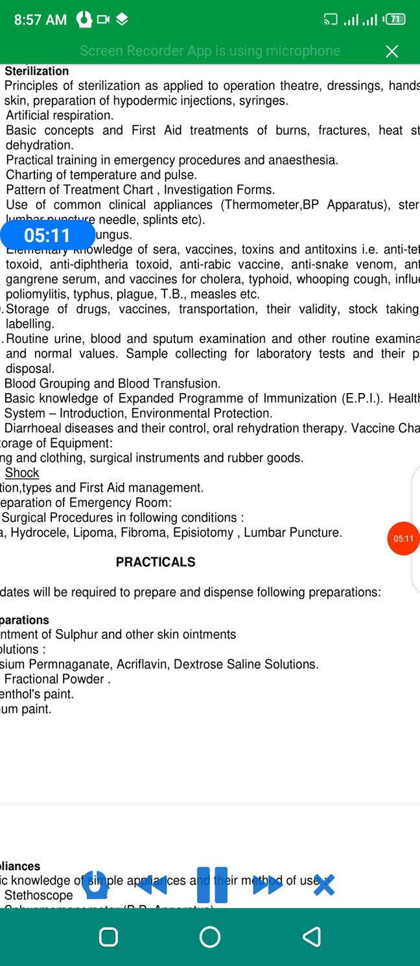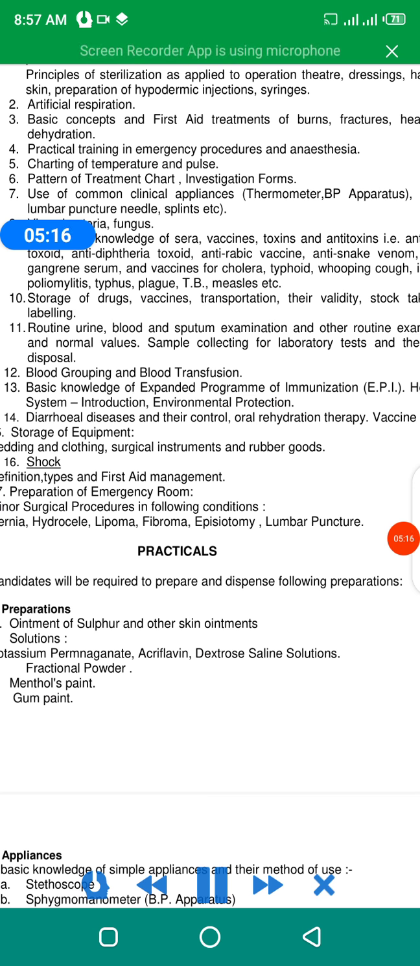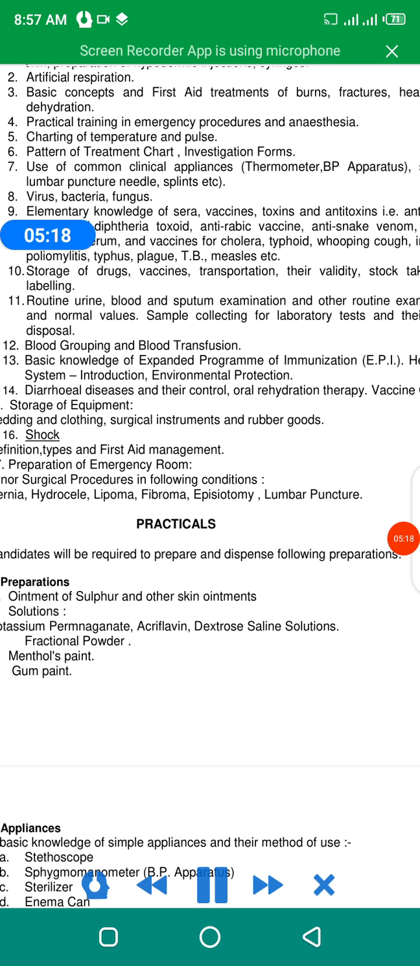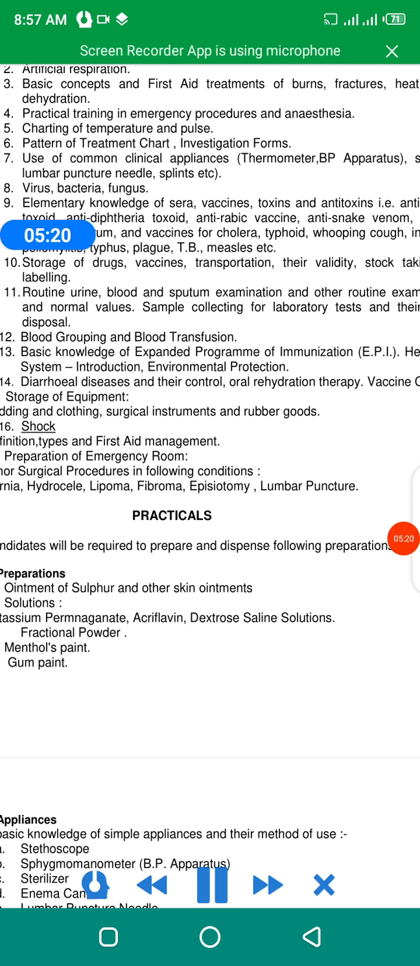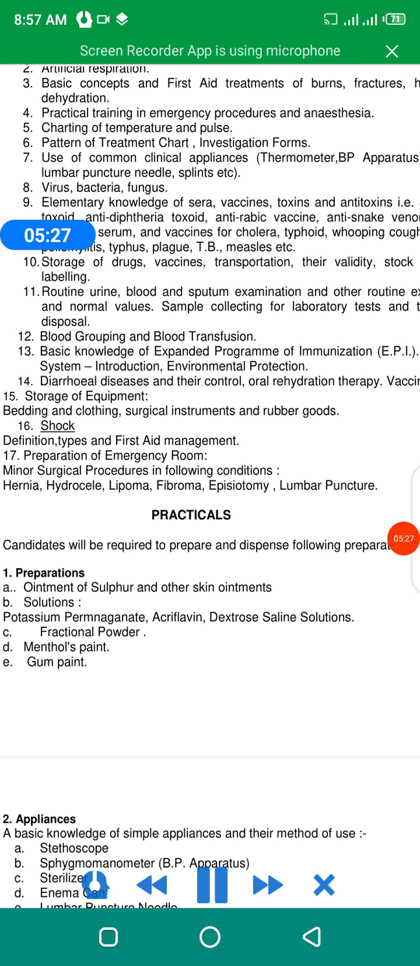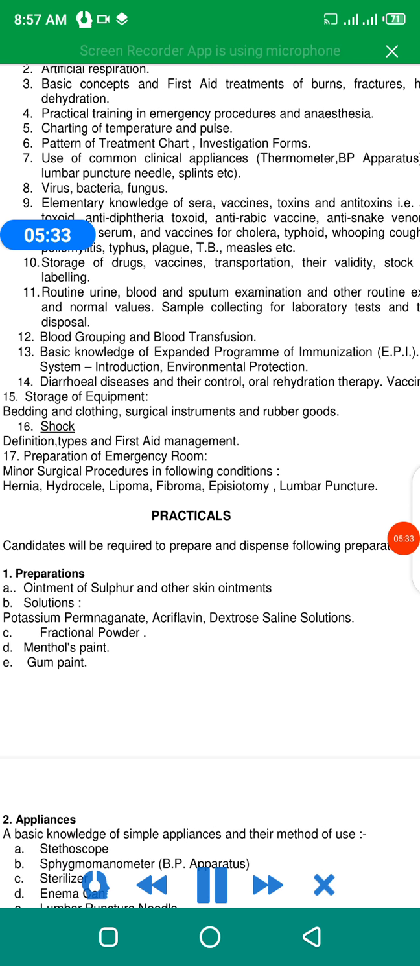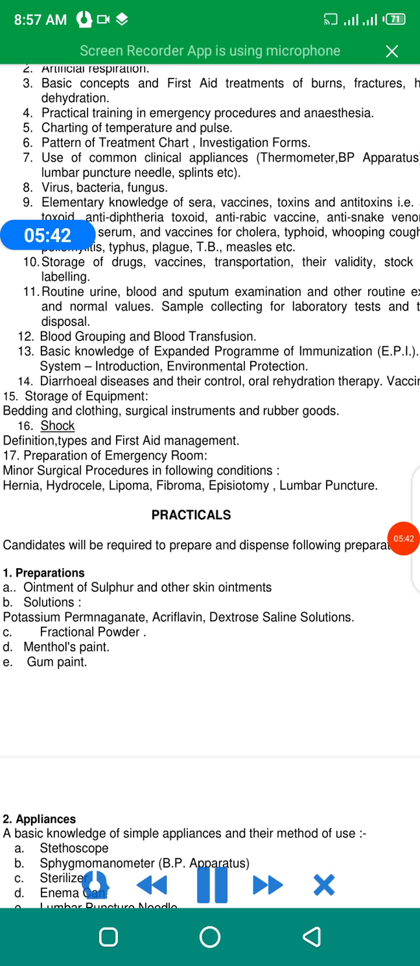11. Routine urine, blood and sputum examination and other routine examinations and normal values. Sample collecting for laboratory tests and their proper disposal. 12. Blood grouping and blood transfusion. 13. Basic knowledge of expanded program of immunization, EPI. Healthcare system. Introduction, environmental protection. 14. Diarrheal diseases and their control, oral rehydration therapy. Vaccine chain. 15. Storage of equipment, bedding and clothing, surgical instruments and rubber goods.